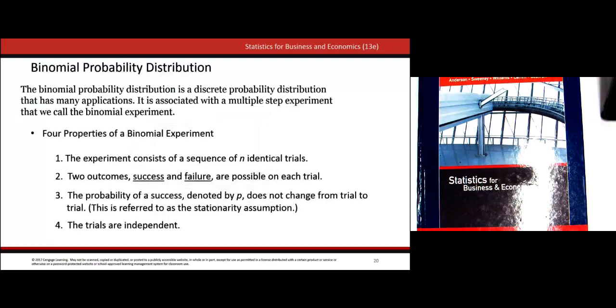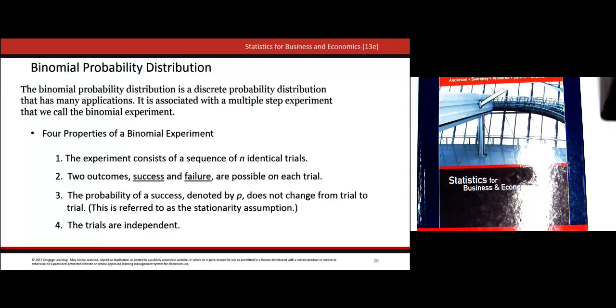Discuss the random variables. We have two types of random variables, discrete and continuous. We discussed the discrete probability distribution. Now we will discuss commonly used discrete probability distributions like binomial, Poisson, hypergeometric. The binomial probability distribution is a discrete probability distribution that has many applications, and it's also associated with the multiple step experiment that we call the binomial experiment.